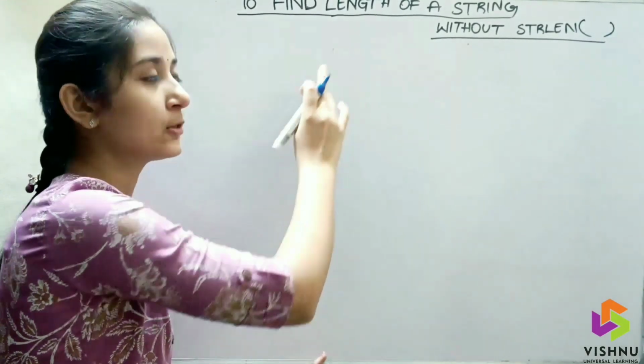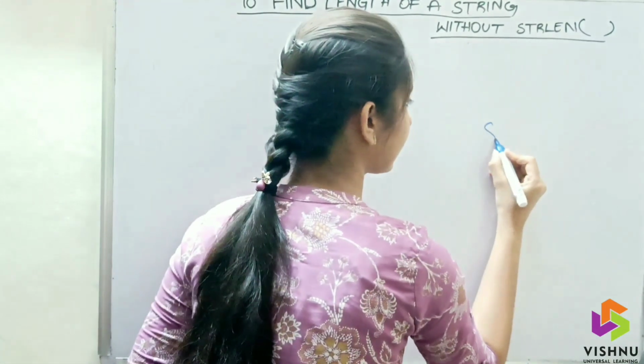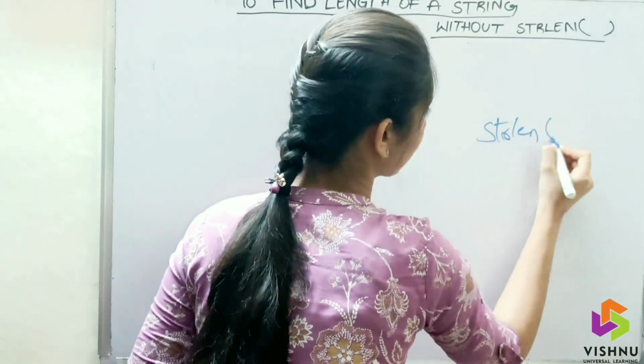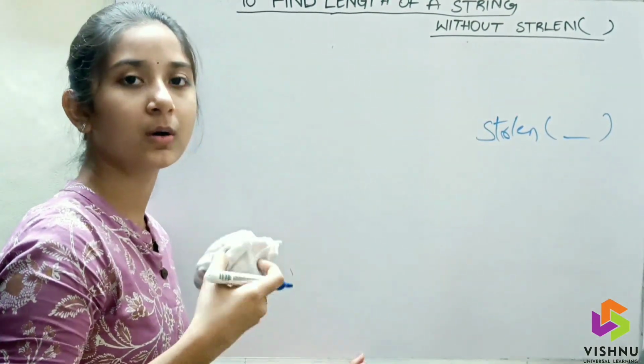Here we have to find the length of a string without strlen. With strlen, we simply write strlen of the string name and we get its length. But without strlen, we use loops.